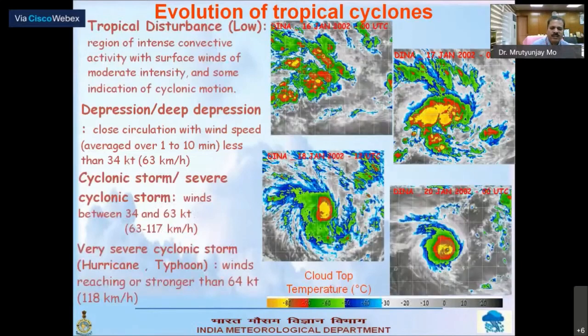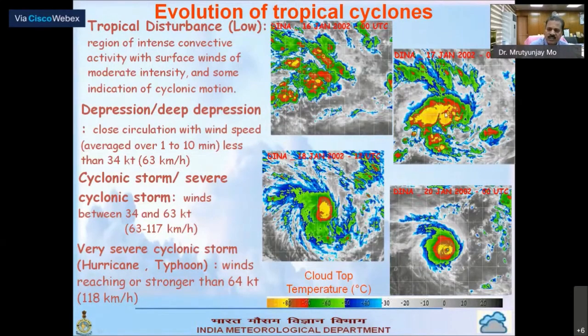So now if I look at how a low pressure becomes a cyclone, you can see this picture on the top left. This is a picture of just a low pressure area where you will find that these convective clouds are just scattered. There is no organization of the convective clouds. But in this picture, you will find that convective clouds are getting clustered, they are getting organized. Now this is a depression. So this is the difference between a low pressure and a depression.